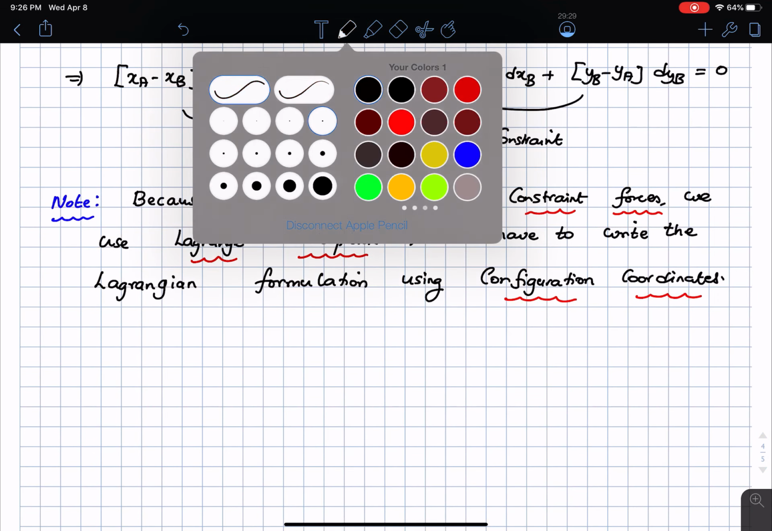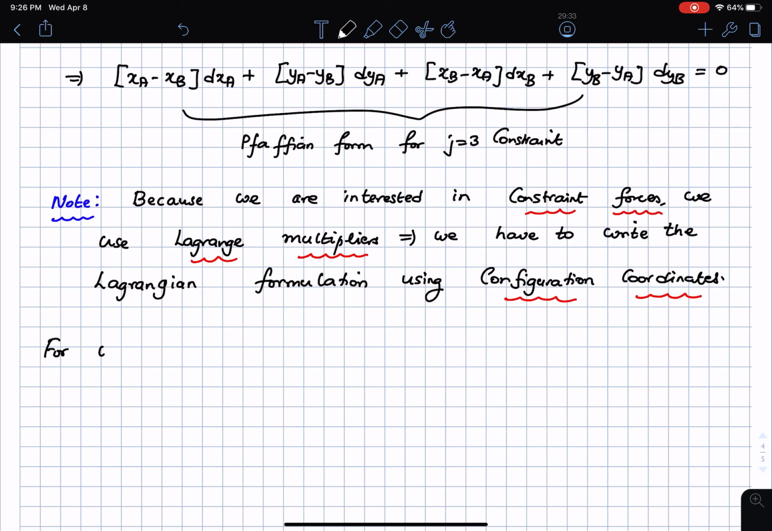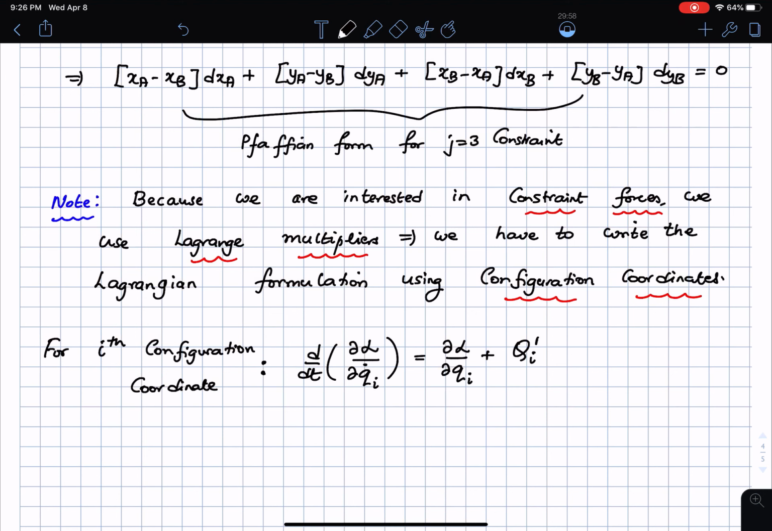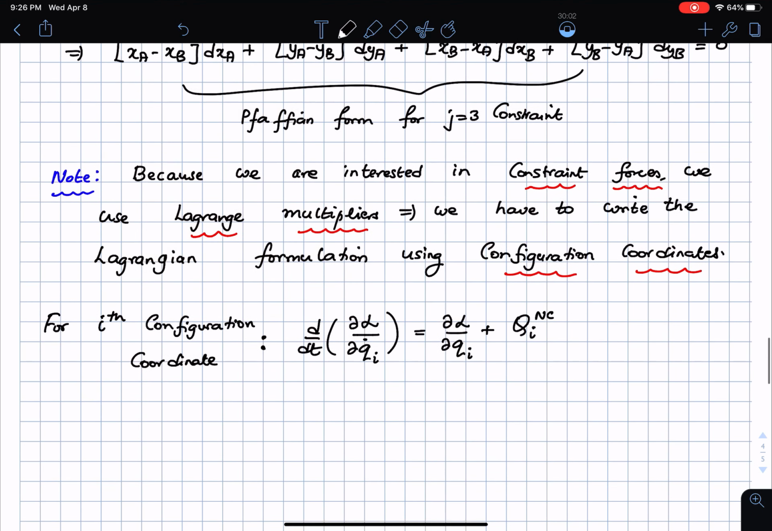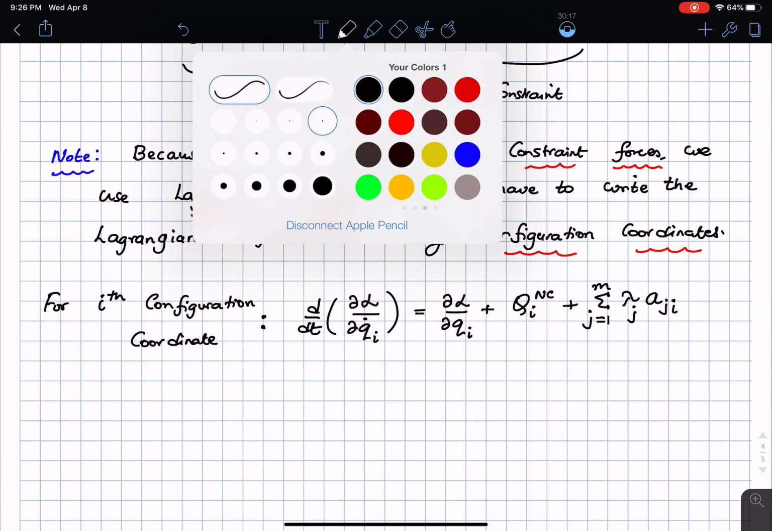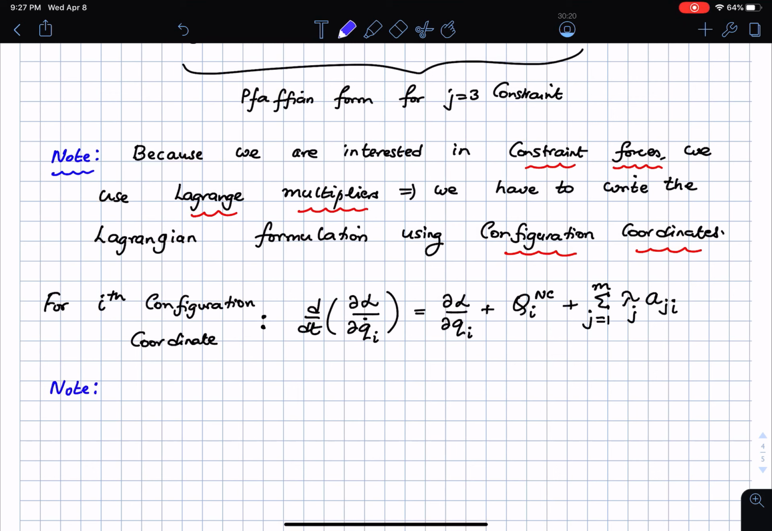So this is the general form for the ith configuration coordinate. We have the general form as d by dt of dL by dqi dot is equal to dL by dqi plus Qi non-conservative, which is the non-conservative forces and torques that might be acting on this body, which we don't have any here, and then summation from j equals 1 to m lambda j Aji.